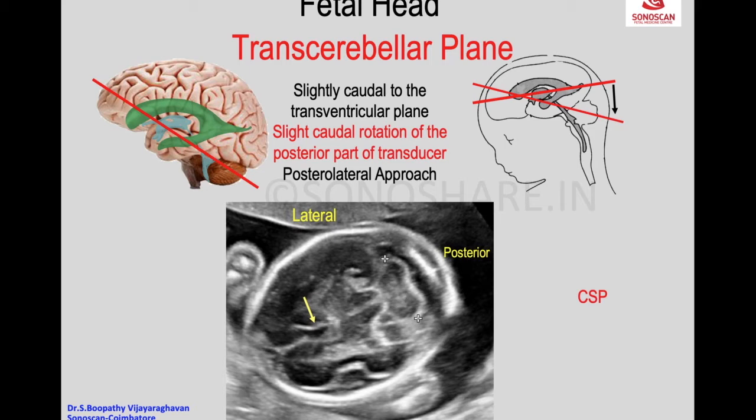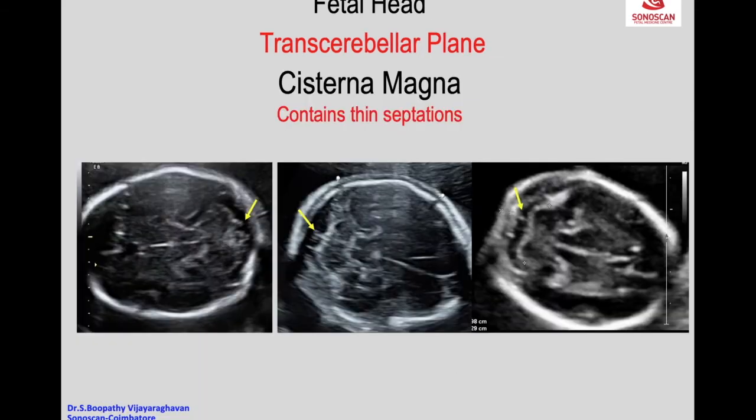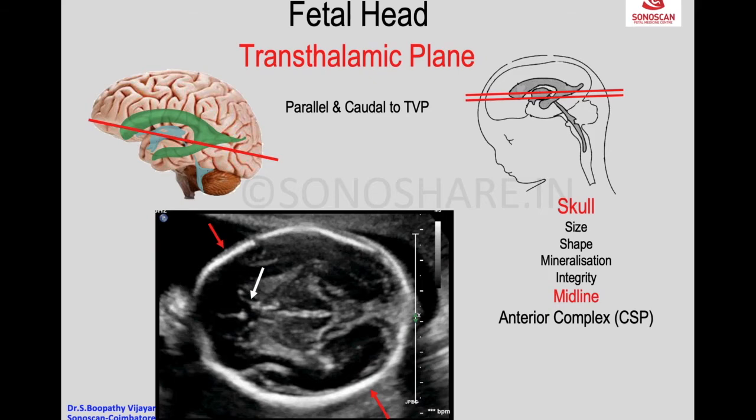The structures we see are the anterior complex of the CSP and the dumbbell-shaped cerebellar hemispheres, with lateral convexity of the cerebellum, and its diameter is equal to the gestational age in millimeters, which happens during embryology. So these thin septations are normal, and when there is a pathology of the posterior, there is a discontinuity in the anterior part of the midline by the anterior complex, and then posterior to that you see the axial scan.